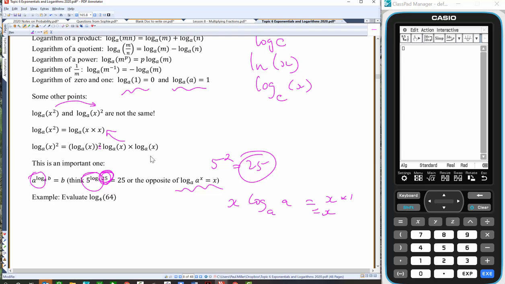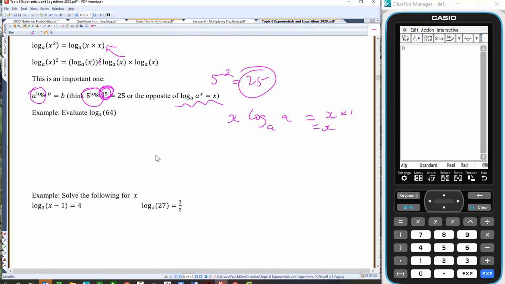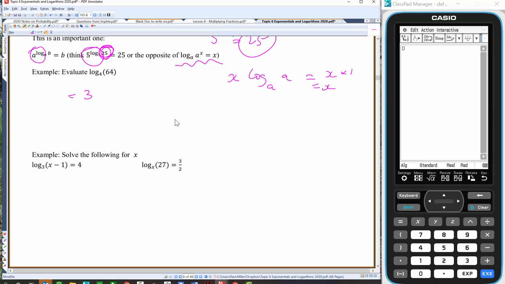Right, so let's evaluate a couple of logs. All right, evaluate log base 4 of 64. 4 raised to what number will give me 64? The answer is 3. All right, over here, we've got solve the following for x. 3 raised to what number gives me x take 1? The answer is 4. 3 raised to the 4 gives me x take 1. Now 3 to the 4 is 3 times 3, which is 9, 27. 27 times 4, mental blank here, I think it's 81.